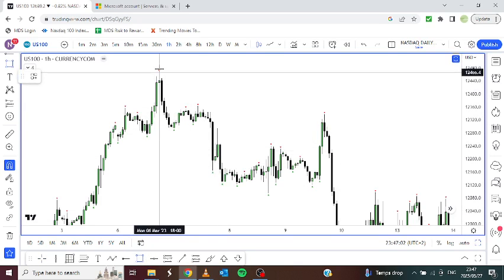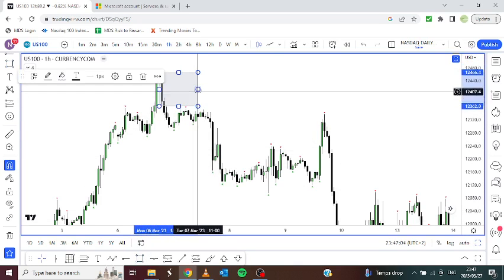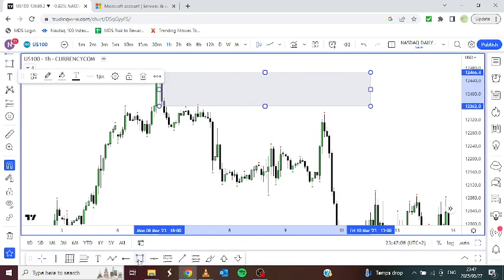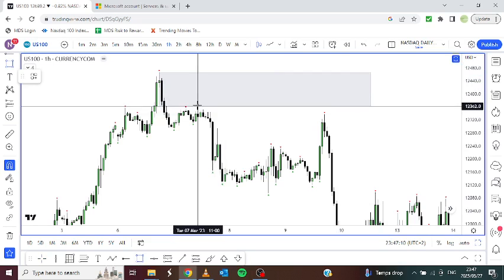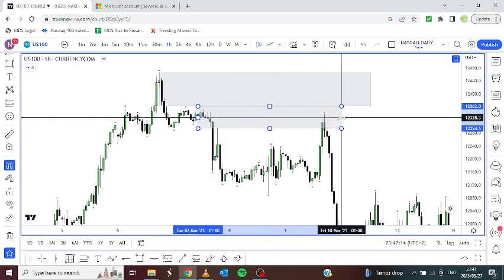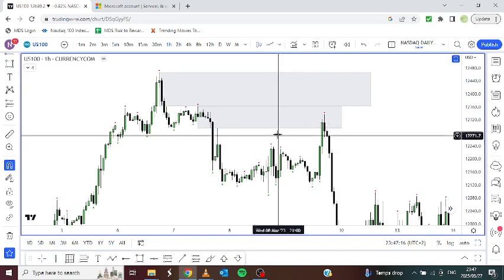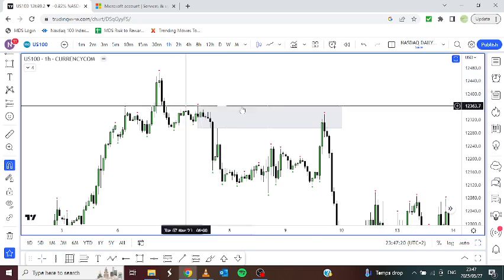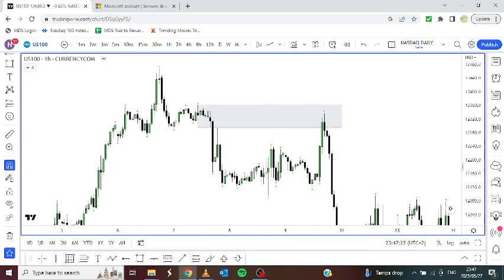So let me actually do that. That's one POI, right? And this is another one. This one. Okay, so that is identification of POIs. But what I want to talk about is validation of POIs.